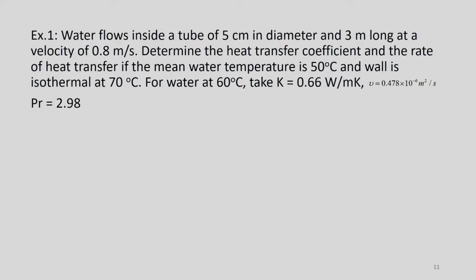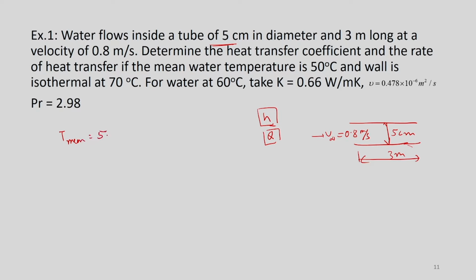So, this problem goes something like this: water is flowing inside a tube. The tube diameter is 5 centimeter and the length is 3 meter, and its velocity u infinity is 0.8 meter per second. I am interested to calculate the heat transfer coefficient and the rate of heat transfer, that is Q. And the mean temperature T mean is given as 50 degrees C.